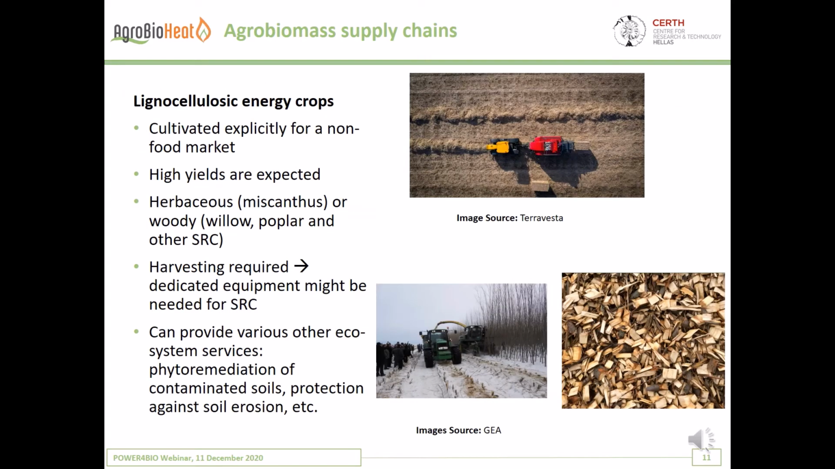And then the final category are the lignocellulosic perennial energy crops, and these are things that you cultivate explicitly for a non-food market. So the farmer, in this case, makes a conscious decision to cultivate something that will find its way into an energy application. Obviously, in that case, you would expect quite high yield to make the economics work in your favor. And you can cultivate either herbaceous plants like miscanthus or woody ones like willow, poplar, and other short rotation coppices.